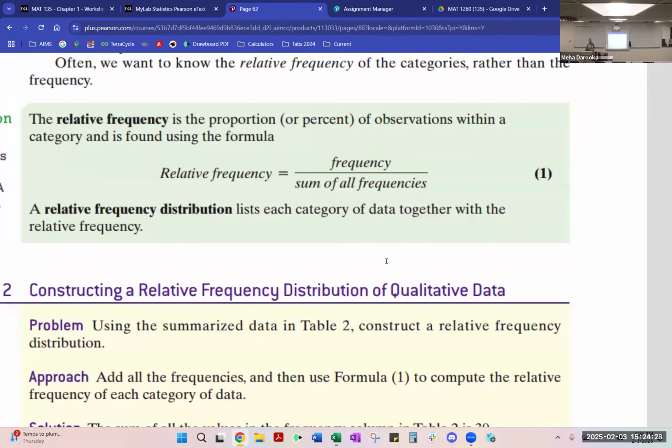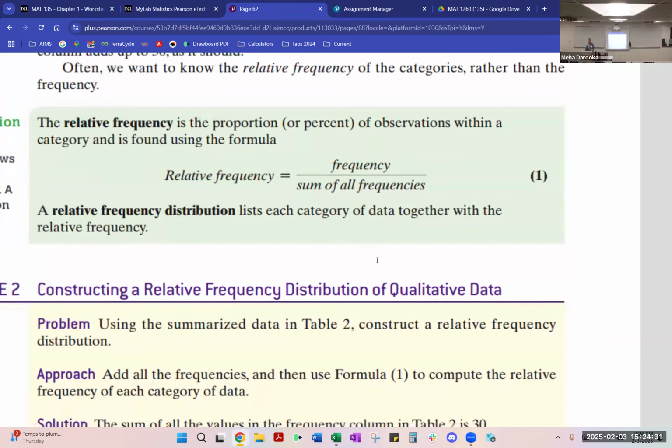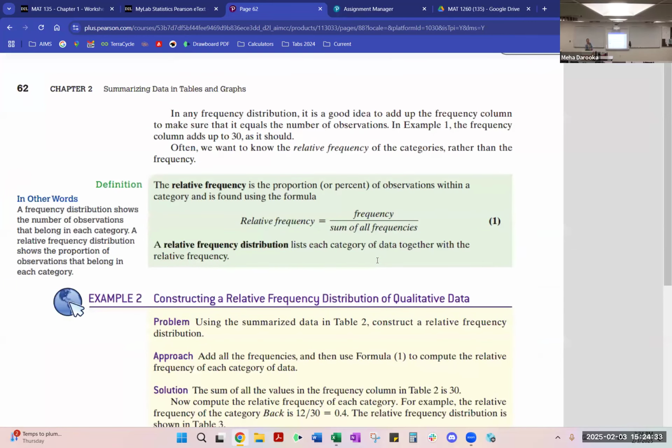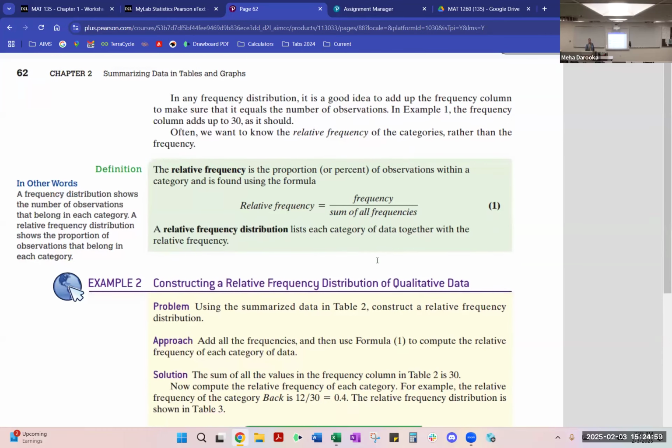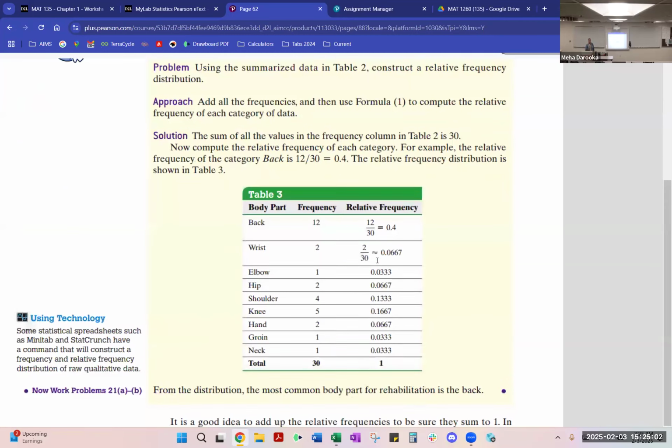Now, the other one we talk about is a relative frequency table. A relative frequency table, as you can see here, is where you take the frequency for that particular category and divide it by the total number of data items in your data set. So remember, this was based on 30 patients. There were 12 people who needed physical therapy on their back, so that would be 12 for that category divided by the total number, which was 30. That would be the sum of all frequencies. And that's how we would calculate a relative frequency distribution.